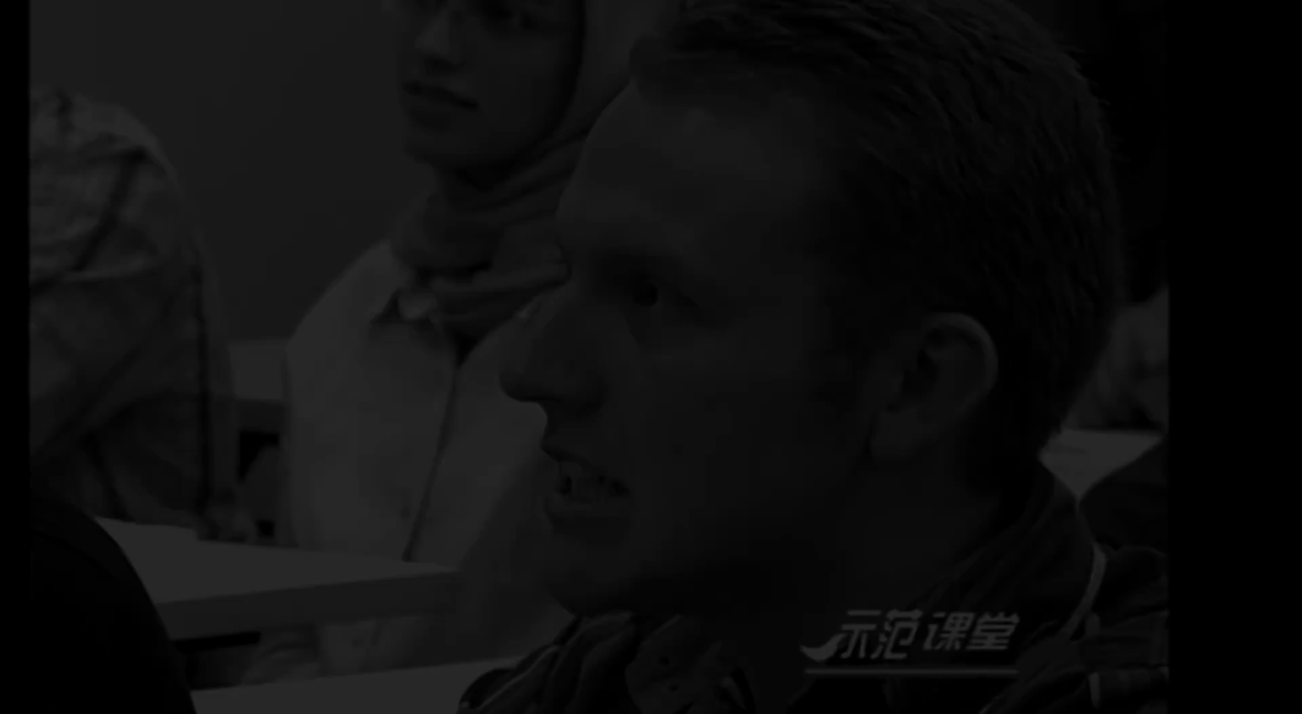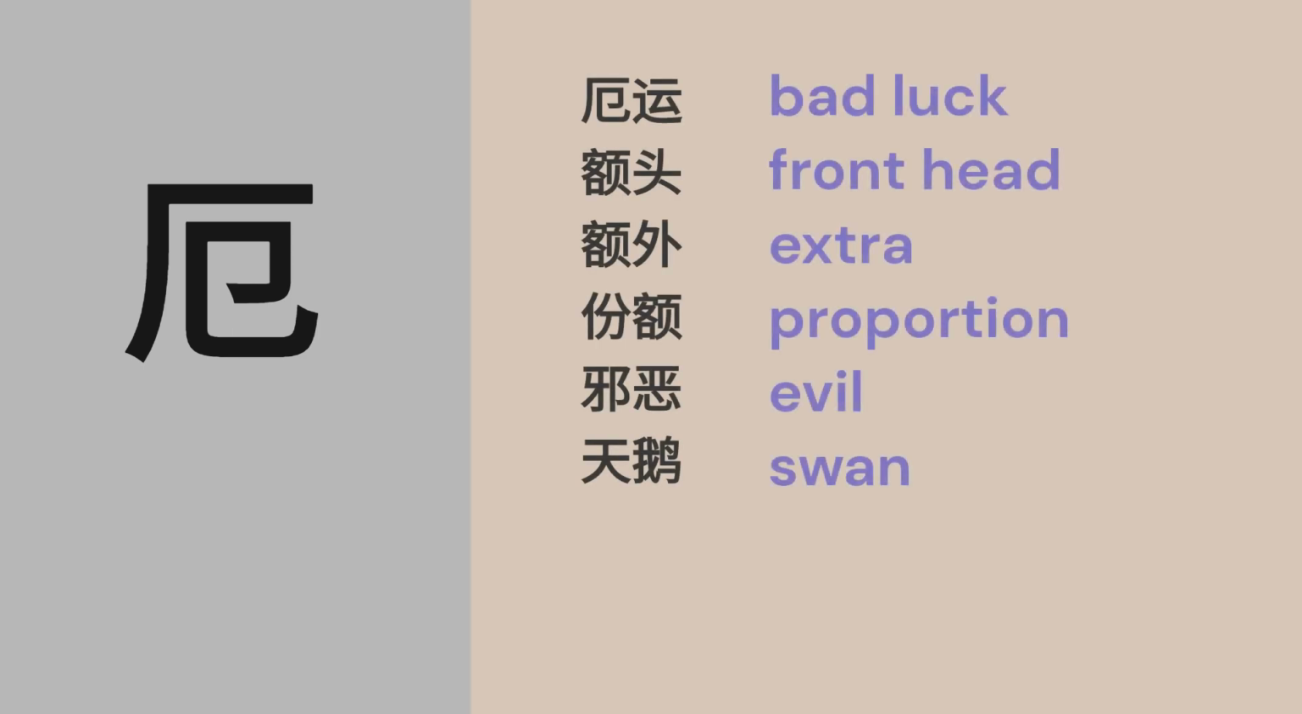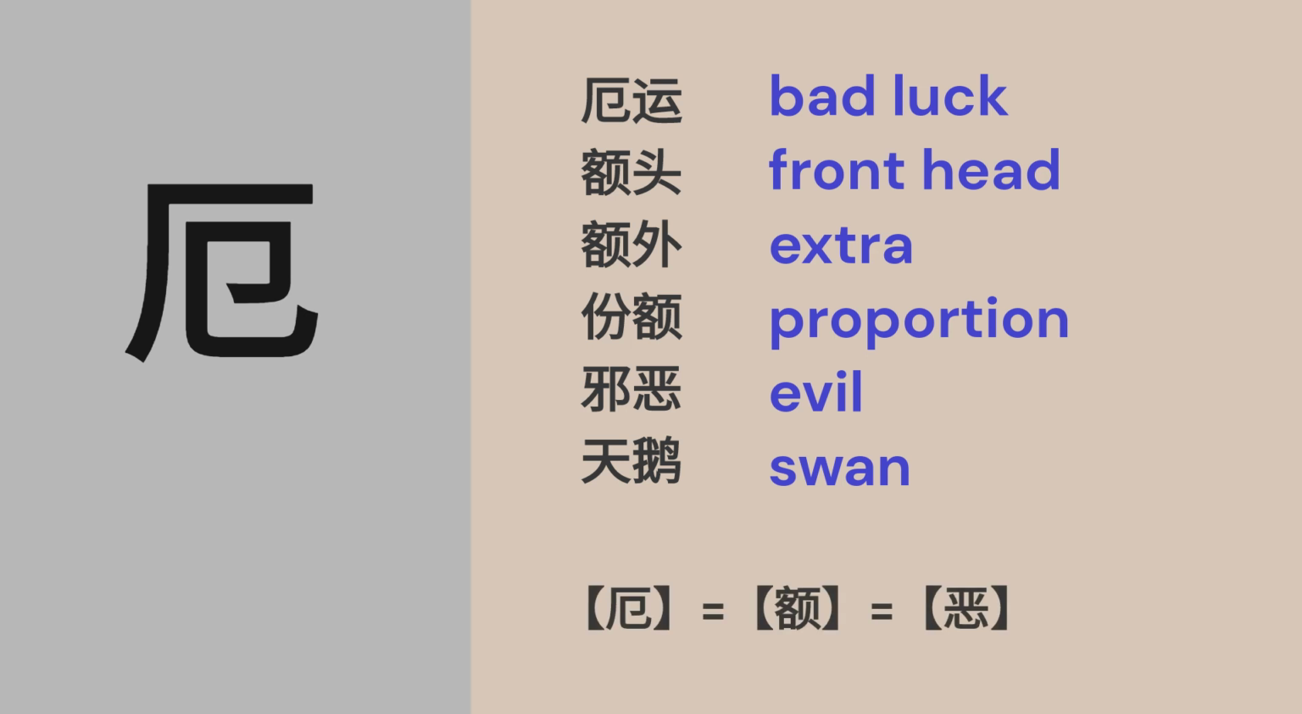鹅 seems difficult to learn in isolation, as you can see in those pinyin lessons. But you can comfortably learn the sound from 厄运、额头、额外、份额、邪恶, where 额 and 鹅 are homophones. And of course, 天鹅, swan.